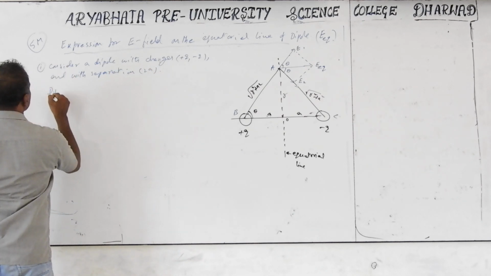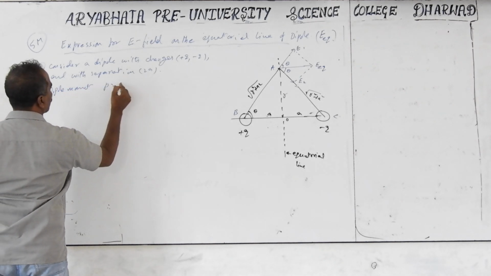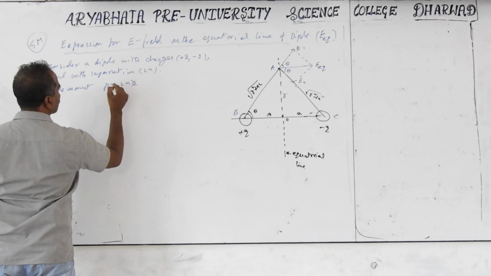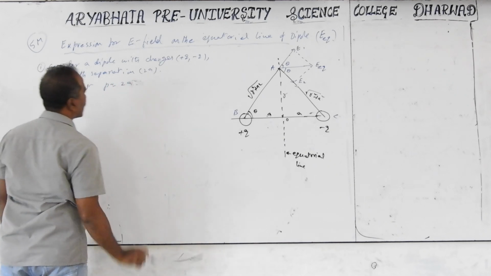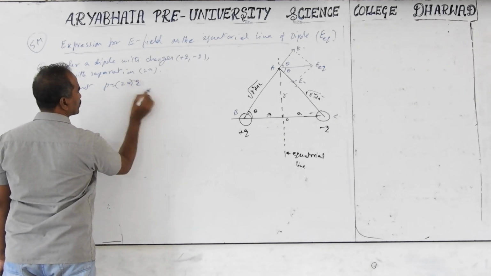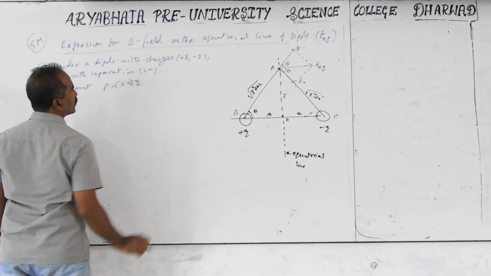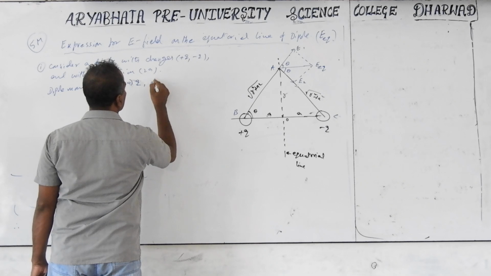So dipole moment becomes p equal to 2a into q. Taking this bracket is not compulsory. Actually, you can take directly 2aq. I am writing 2a separated from q, but actually you can write 2aq directly. p equal to 2aq directed from minus q to plus q.